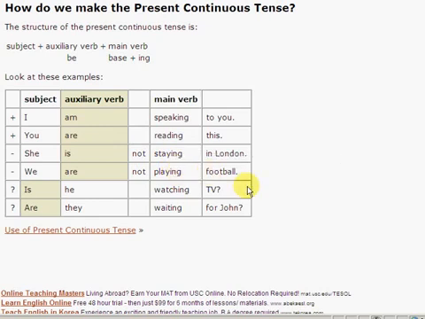Now, how about for question form? Is he watching TV? Are they waiting for John? Just like what we have discussed before, in question form, we just have to exchange the places of our subject and auxiliary verb. So, that is the structure of the present continuous tense.